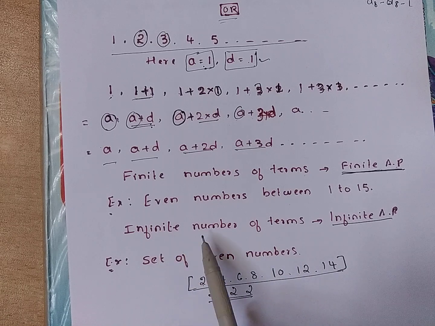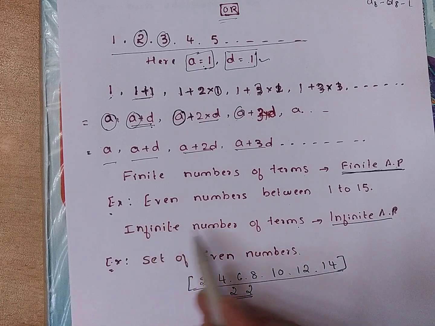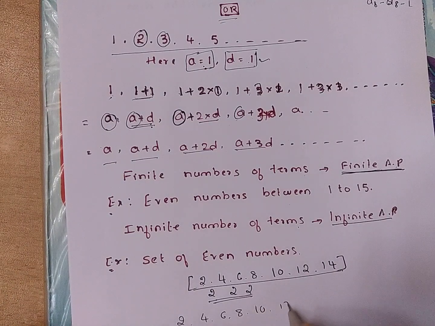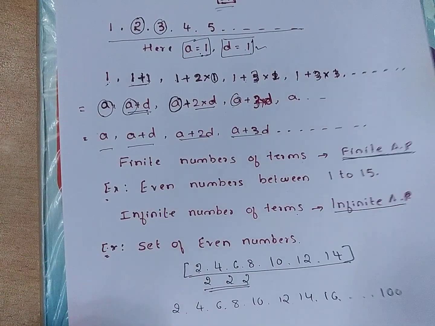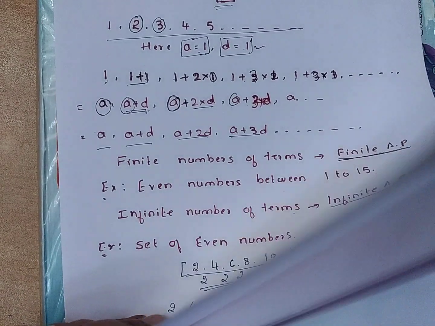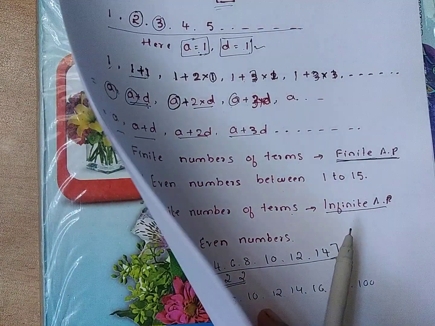The second one is infinite AP, meaning infinite numbers. What is an example? The set of all even numbers. The limit is not given. How will you write it? 2, 4, 6, 8, 10, 12, 14, 16, and so on. Like this it goes on. That is finite AP and infinite AP. So this much is the introduction to arithmetic progression.